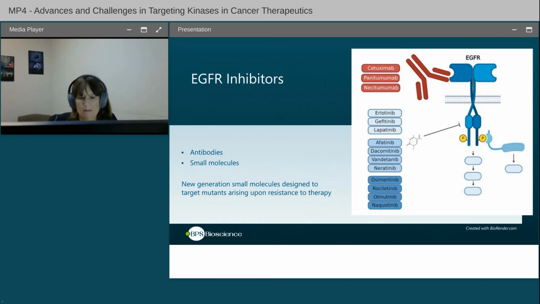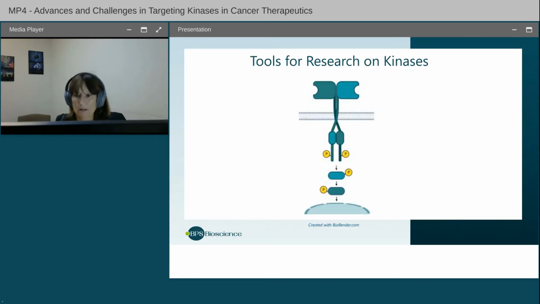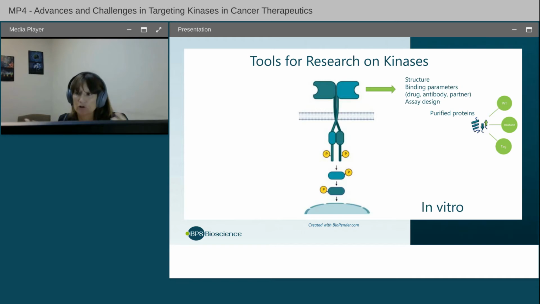So if you're working on kinases, what are the tools available to accelerate your research projects? So to study kinases in vitro, you may want to look at the structure of some of the protein domains, for example, the kinase domain. You may want to analyze binding partners, such as drugs, antibodies. You may want to design a novel assay. And very often scientists will use purified proteins, either in wild type form or in the mutant form. They may want to tag these proteins. In addition, they will want to measure the kinase activity, and they may use a kinase assay kit.